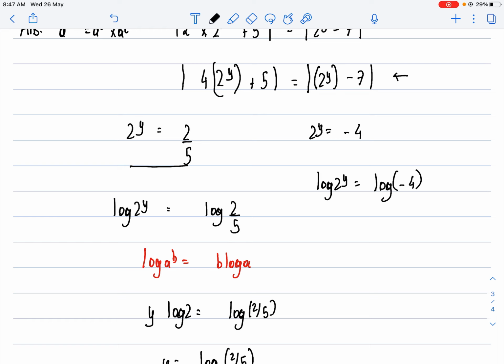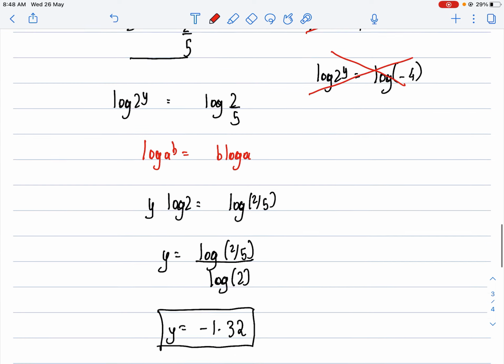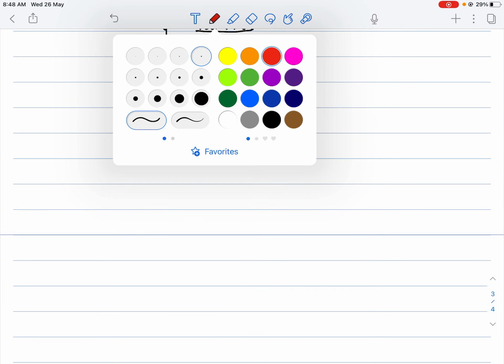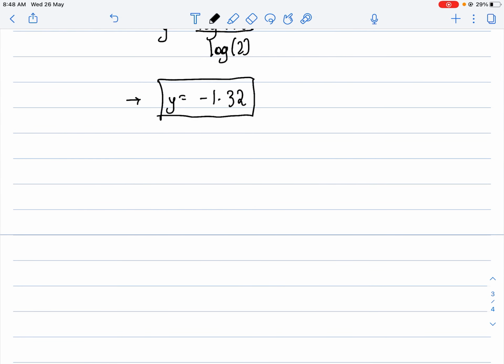Now if you see this, when I start logging both sides, I get a log of minus 4, and a log of a negative number is never possible. That means I can't get the y value from this equation, so it's not possible. So the only y value I have possible is minus 1.32.